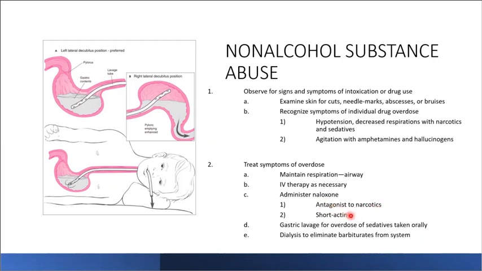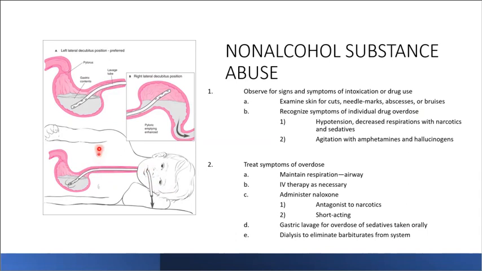Again, you want to know that this naloxone is short-acting, so symptoms of respiratory depression may return and additional doses may be necessary. We can carry out gastric lavage for overdose of sedatives that are taken orally. Remember, gastric lavage involves placing a tube through the mouth or through the nose into the stomach. If it's through the mouth, it's orogastric. If it's through the nose, it's a nasogastric tube. The toxicants are removed by flushing saline solution into the stomach, followed by suction of gastric contents.